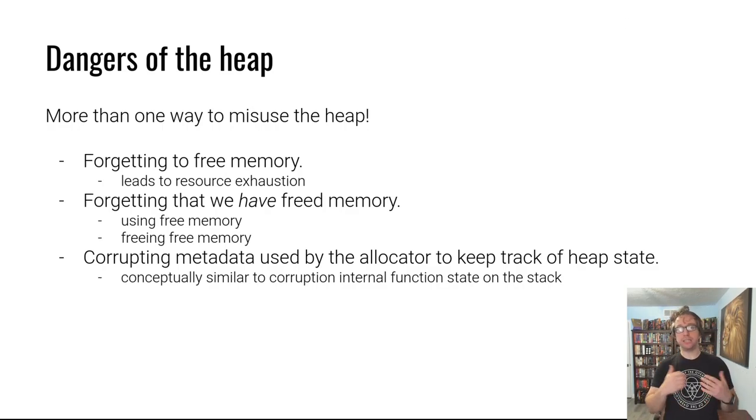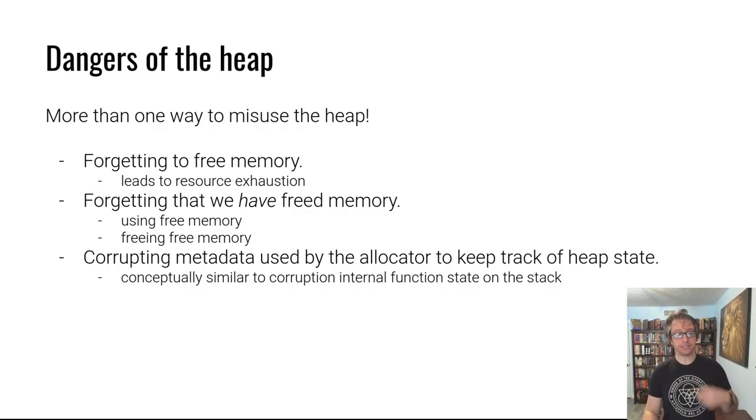So how can the heap be misused? I've laid out this life cycle of allocator security, but it all rests on humans making errors in applications, because the applications are what an attacker attacks, not the heap itself. They get to the heap through the application. We have three main categories of heap misuse. The first one is just forgetting to free memory. We're going to cover this super quick, and then move on. But this leads to resource exhaustion. The second one is forgetting that we have freed memory, which is a very interesting problem that can lead to using memory that is free, which leads to other problems later, as we'll discuss, and freeing memory that is free, which leads to other problems later.